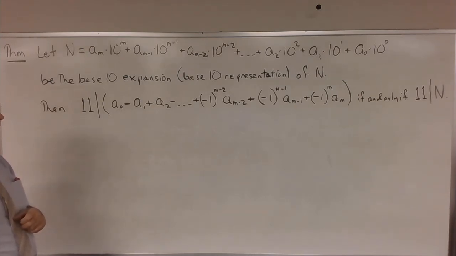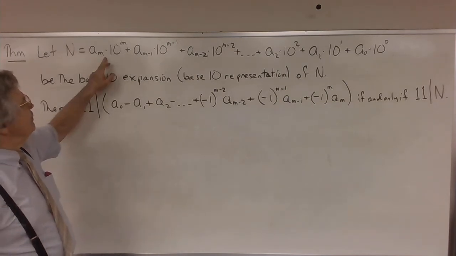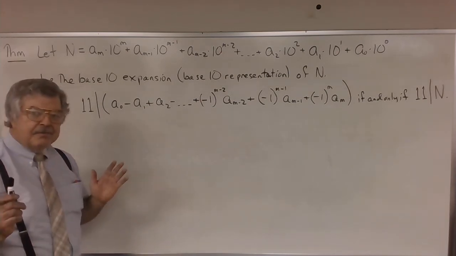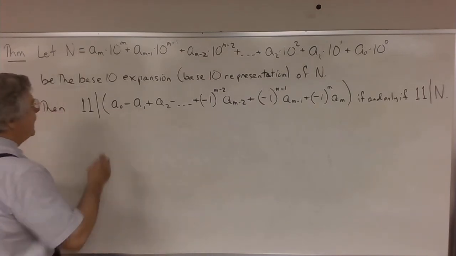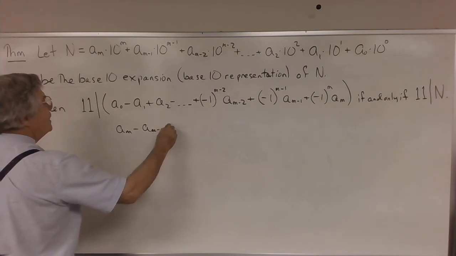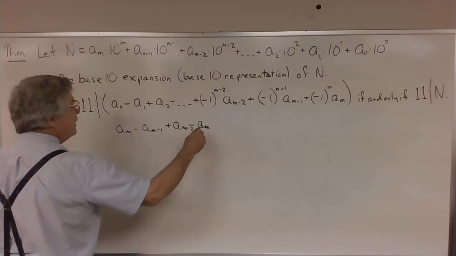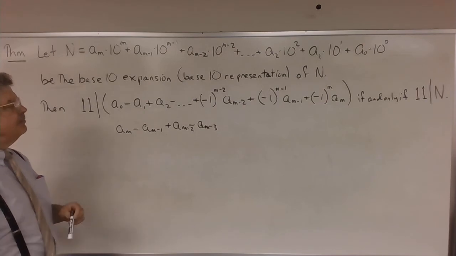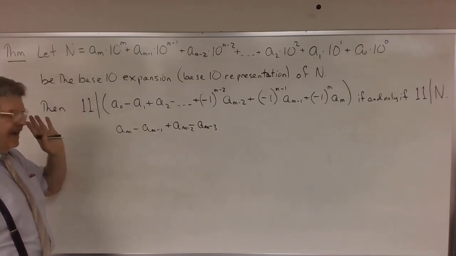Now, if I'm looking at a number, I know how many digits it has. Can I start at the mth digit and go to the ones digit and just add and subtract the digits alternately? Yes. I could go like this: A sub m minus A sub m minus 1 plus A sub m minus 2 minus A sub m minus 3, and so forth. I can do that. Add and subtract the digits alternately, starting with the largest digit.